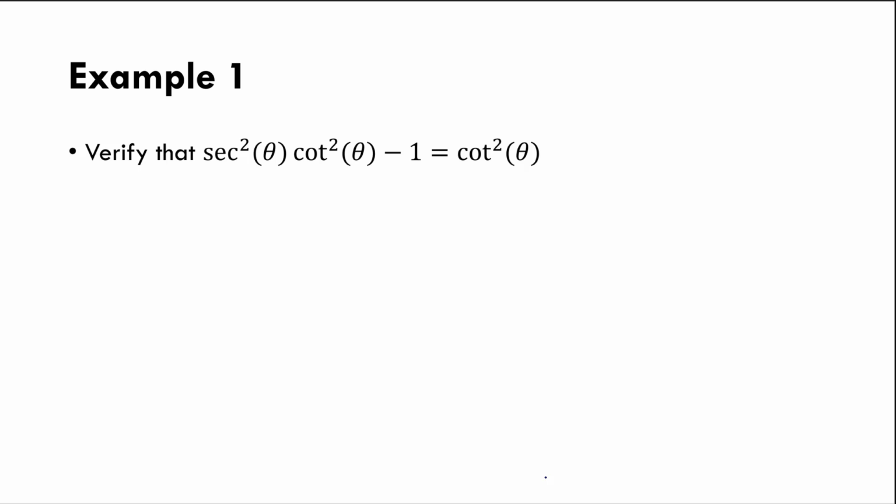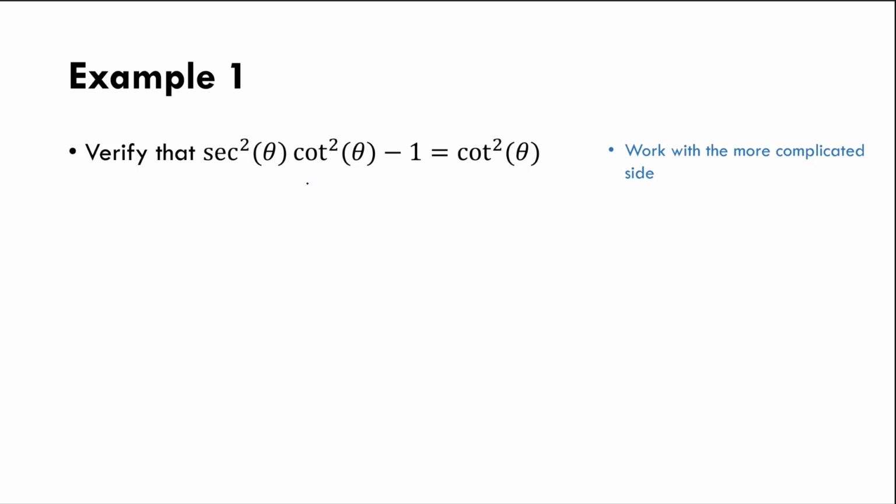If we're asked to verify that secant squared of theta times cotangent squared of theta minus 1 is equal to cotangent squared of theta, we're given this equation. The first thing we want to do is take a look at which side is more complicated, and we're going to work with that side. We can't do a whole lot with my cotangent squared theta, but I can do quite a bit with my secant squared theta, cotangent squared theta minus 1.